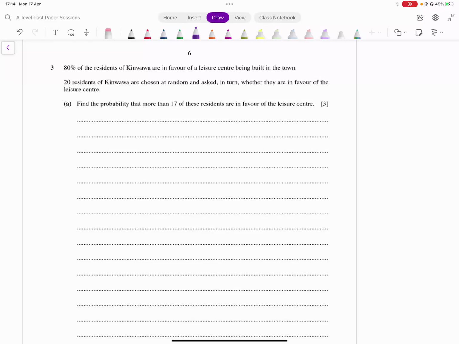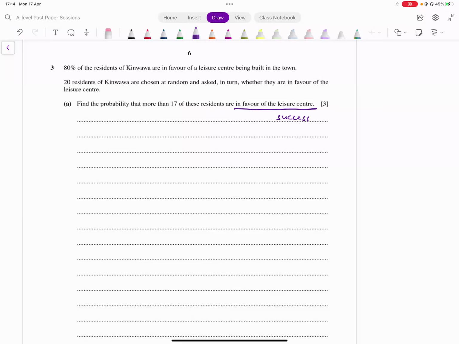Now, how do we think about this? आपको question statement से पता चल रहा है, देखें वो क्या पूछ रहा है. Probability of having more than 17 residents who are in favor of the leisure center. Now, that statement basically hints towards number of successes of something, right? Number of successes की बात हो रही है कि 17 से ज़्यादा लोग favor में हों leisure center के. तो success को अगर हम ऐसे define कर दें, being in favor of the leisure center. If we define this as success, think about it.